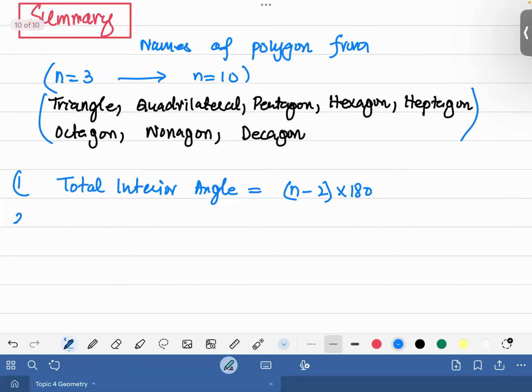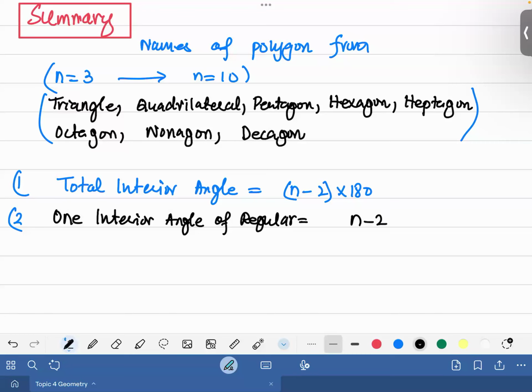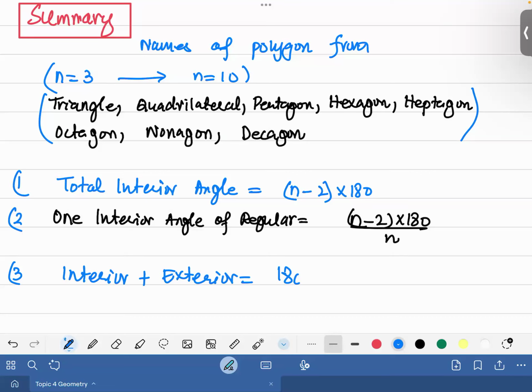The second fact we studied today was one interior angle of a regular polygon, that is mandatory. You cannot use this formula if the shape is not regular. The formula is the same, but you have to divide the first formula by n. Any problem? No, sir. The third fact is that interior plus exterior should be equal to 180 degrees.